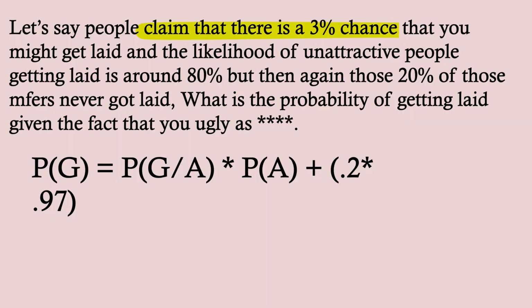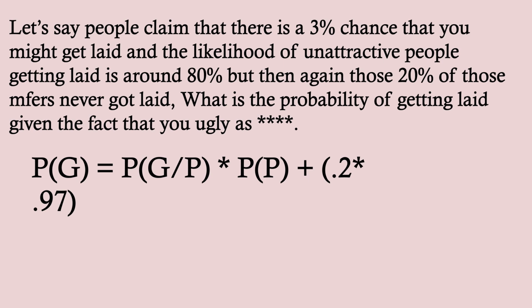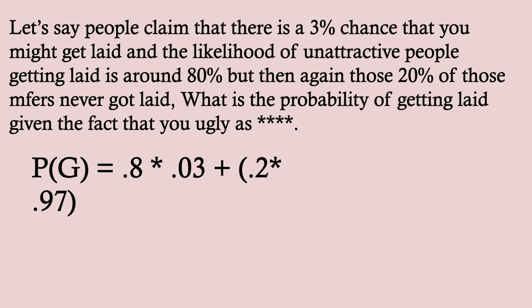Now you're probably wondering, where did I get 0.97? Do you remember that there is a 3% chance of getting laid? If you do 100 minus 3, you get 97. We call it probability not A, but I just call it probability not P. And you should probably get this. If not, you can obviously copy it from your screen, but you ain't gonna learn.